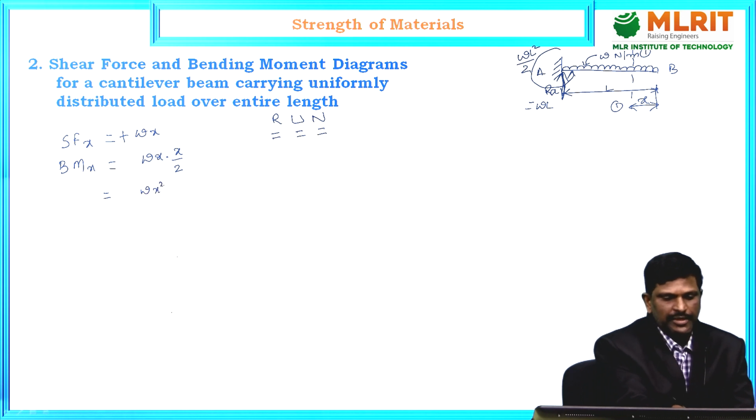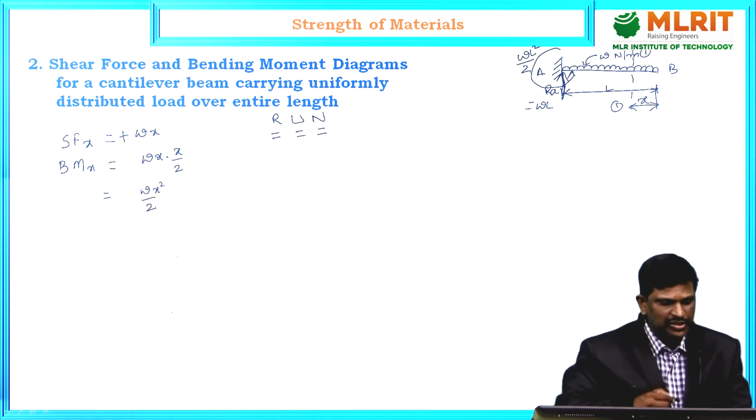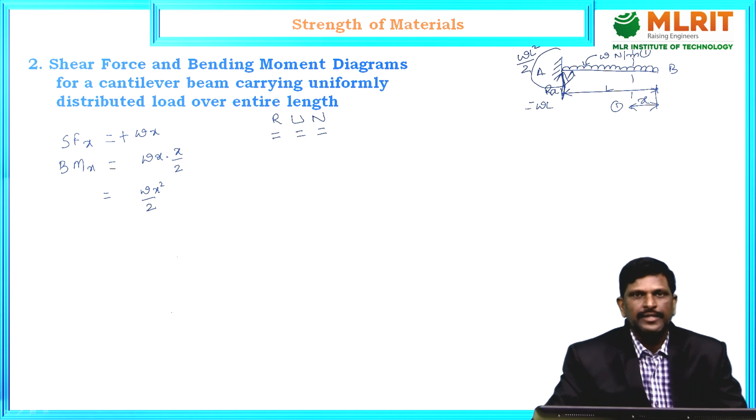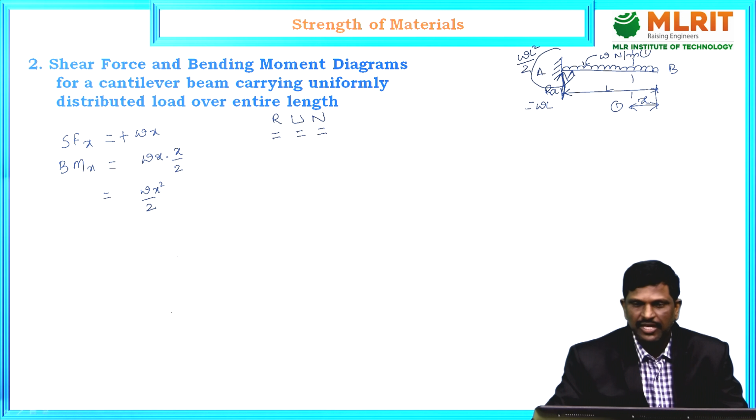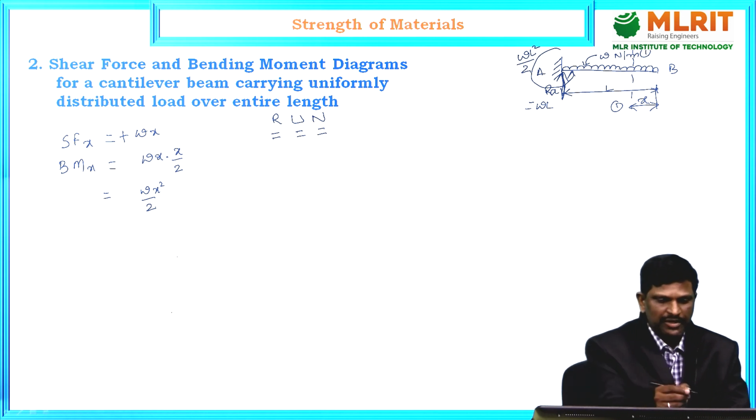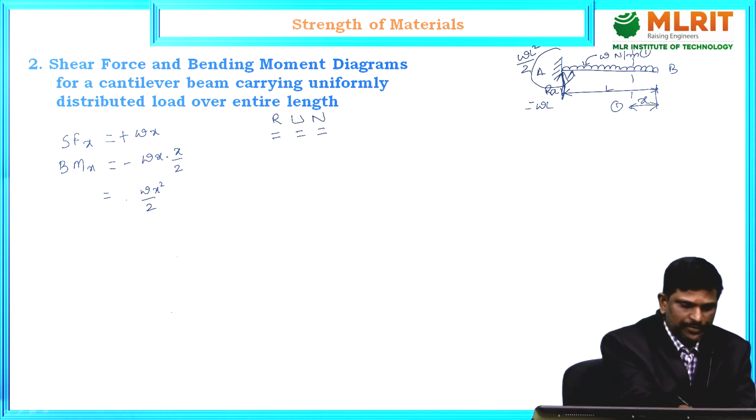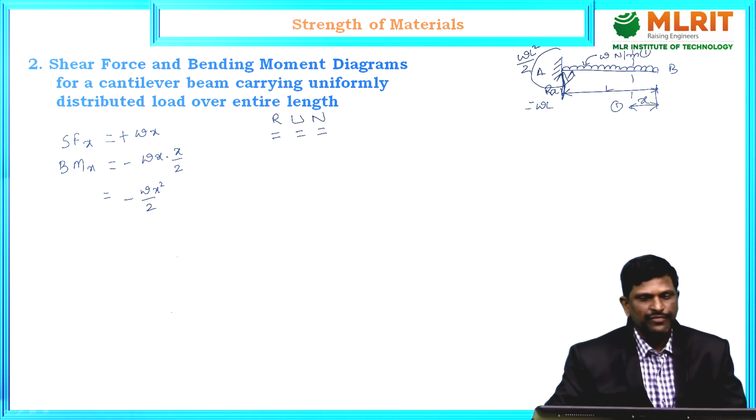Wx square by 2. The sign convention for bending moment is, either left side or right side, downward force always produces negative bending moment, upward force always produces positive bending moment. Here in this case, the UDL is downward, therefore its sign convention is negative. The bending moment equation at the section considered is minus Wx square by 2.